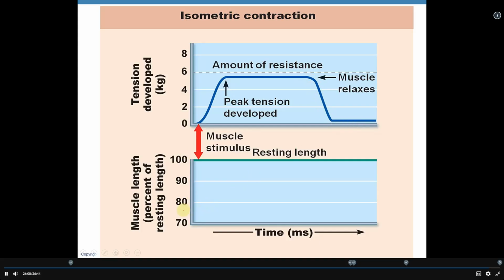This graph on the bottom has muscle length as percent of resting length. So at 100%, it means the muscle is totally stretched out. It hasn't shortened at all. And then here it would be 90% of the resting length, 80, 70. So you'll notice here's the nerve impulse, and the muscle is beginning to produce force. However, it is not shortening at all. So what this is showing you is that even though the muscle does not shorten at all or lengthen, force is being produced, but not enough to move the load.